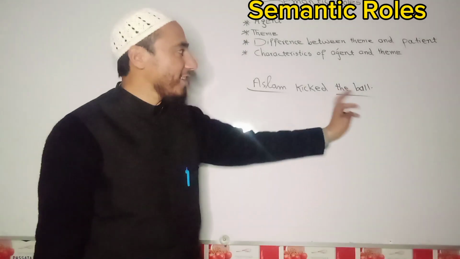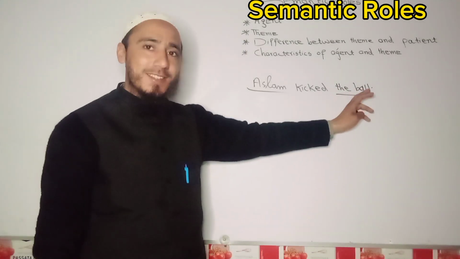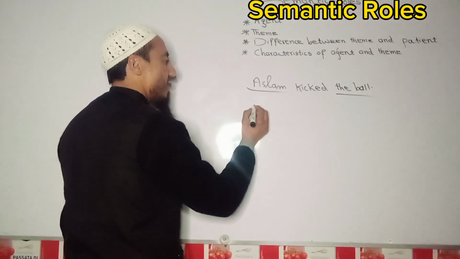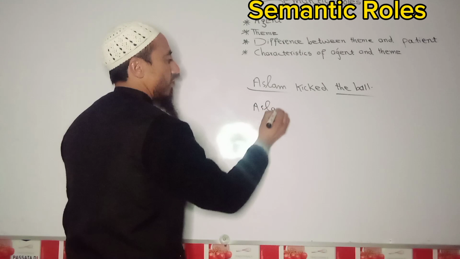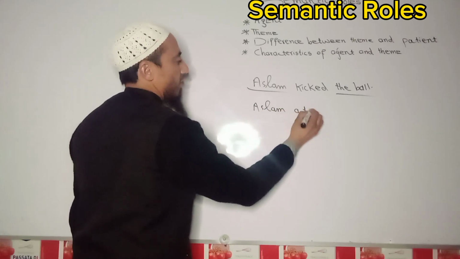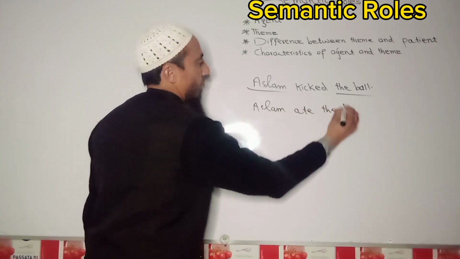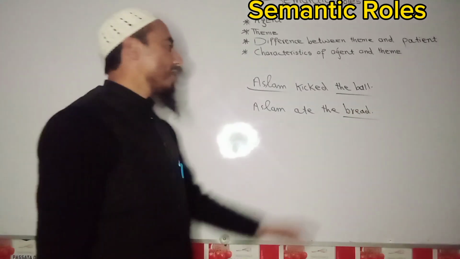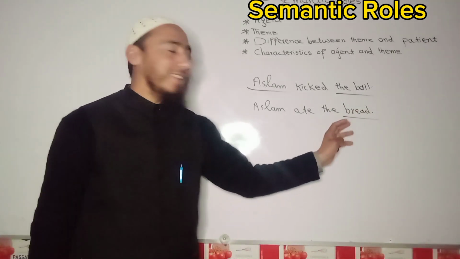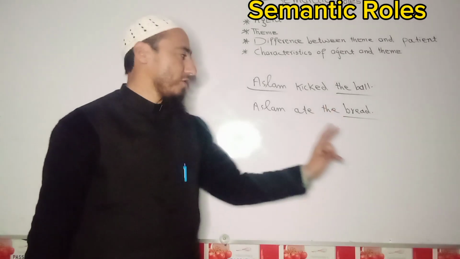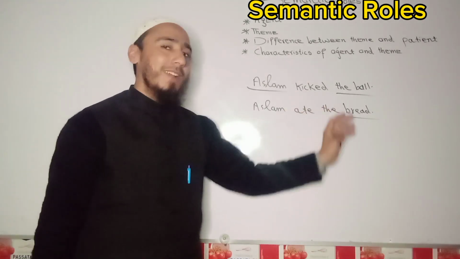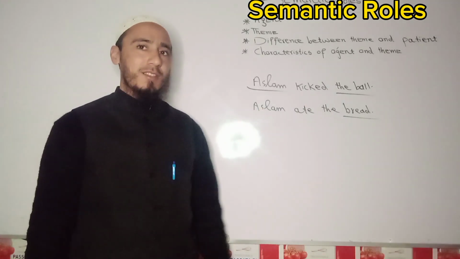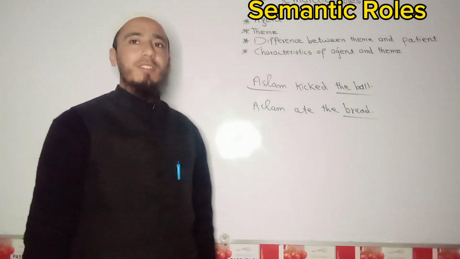So you already know the example, the ball, that is theme. But what would be the example of the patient? For example, if I say Aslam ate the bread. So listeners and audience, here the bread is the patient because the bread undergoes the action performed by the agent.